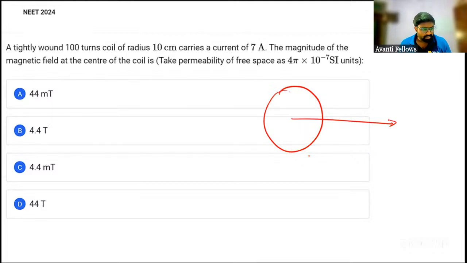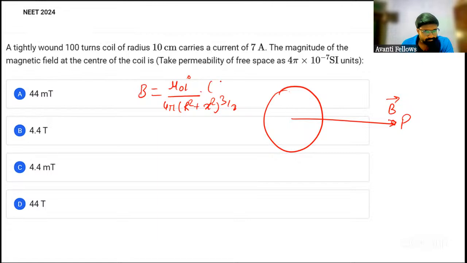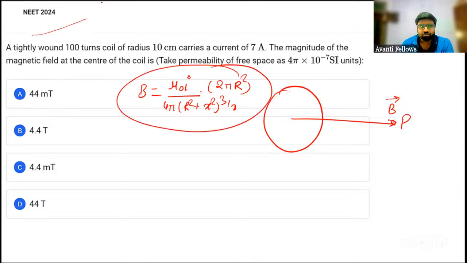Anyone? Any idea about that? In the previous session, we discussed the formula of a circular coil, and that would be, at this point P, what is the magnetic field B vector on the axis of it? It would be mu naught I upon 4 pi, r square plus x square raised to the power 3 by 2, into 2 pi r square.